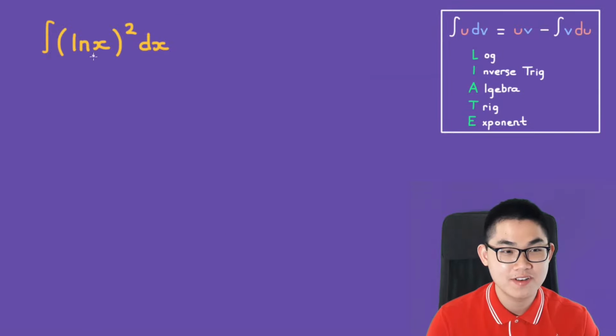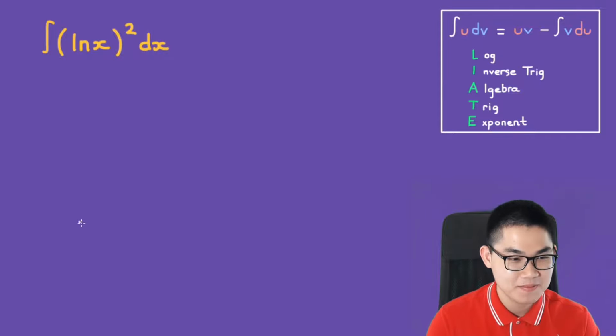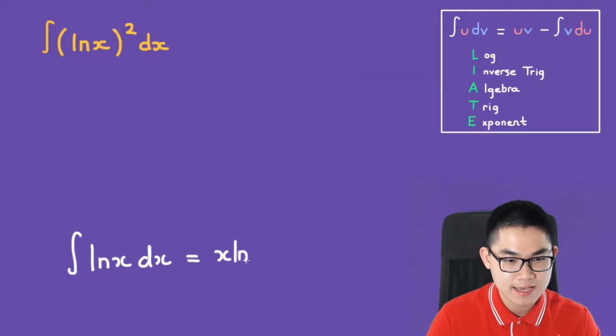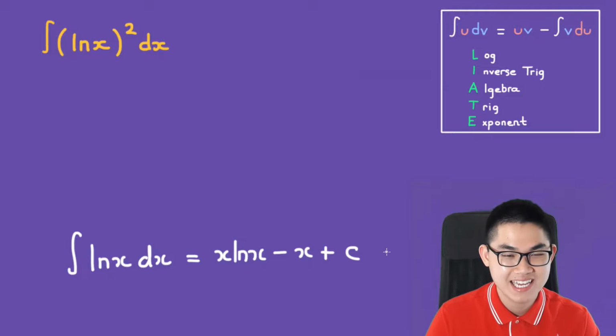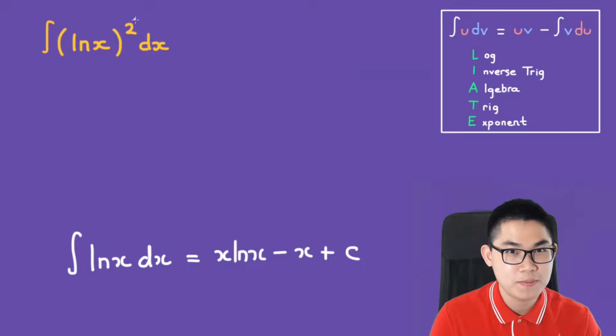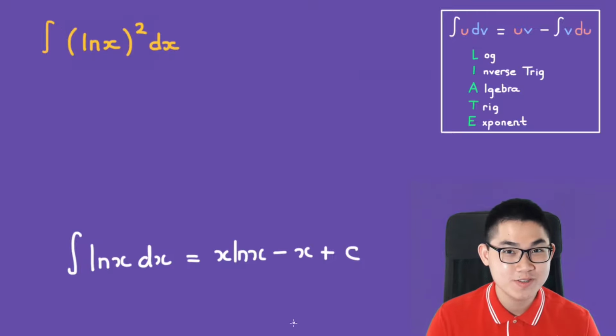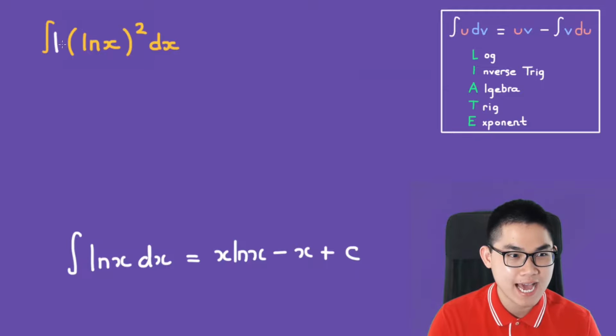The integral of ln of x to the power of 2 dx. So in the previous problem, we found out that the integral of ln of x dx is equal to x ln of x minus x plus c, using integration by parts. Now let's make it one step further and say we have ln of x to the power of 2. So the way to solve this is very similar. You just pretend that we have a 1 times ln of x to the power of 2 dx.